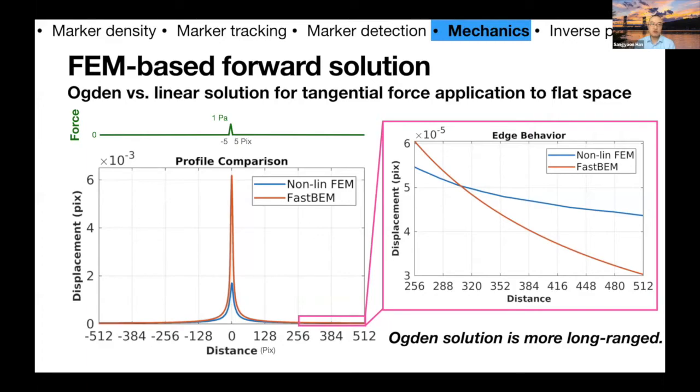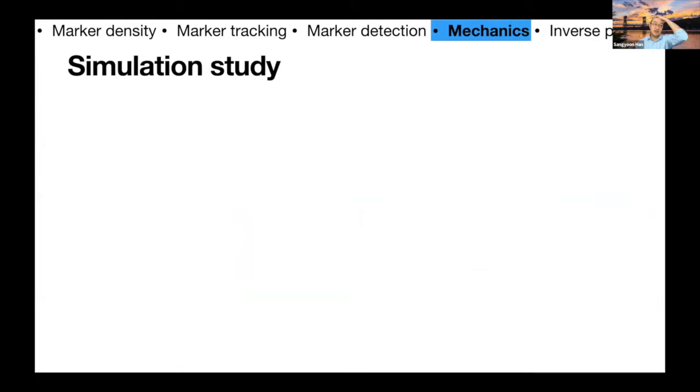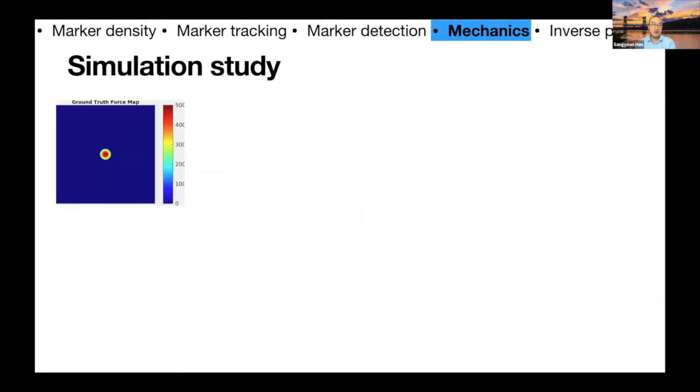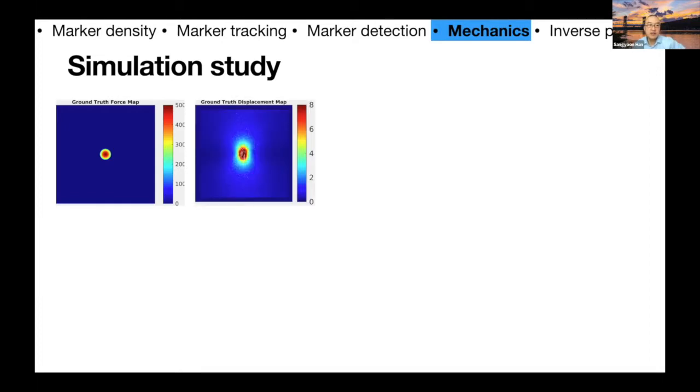So we try to do some simulation study. In this simulation study, as you saw before, we had this ground truth force map up to 500 Pascal, and we had this ground truth displacement map up to about 10 pixels. In terms of microns, it becomes about 1 micron or so.